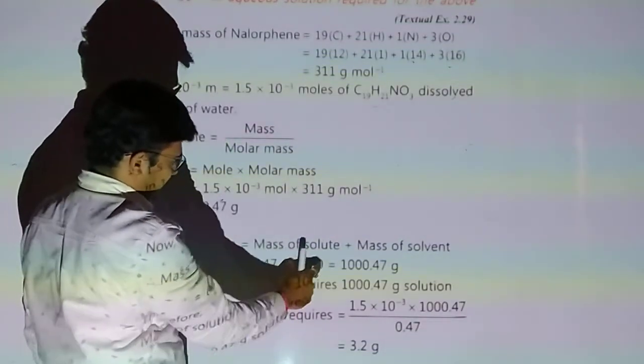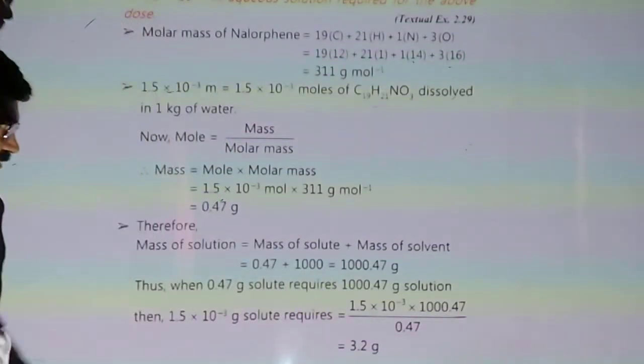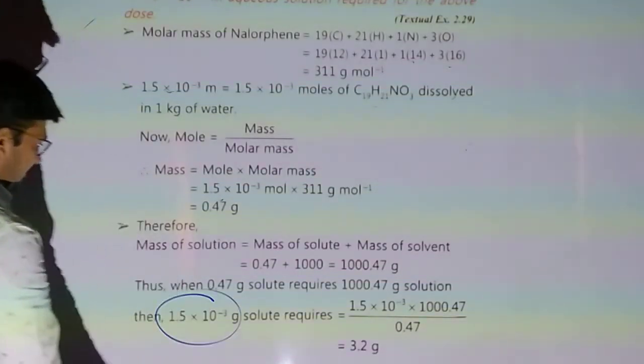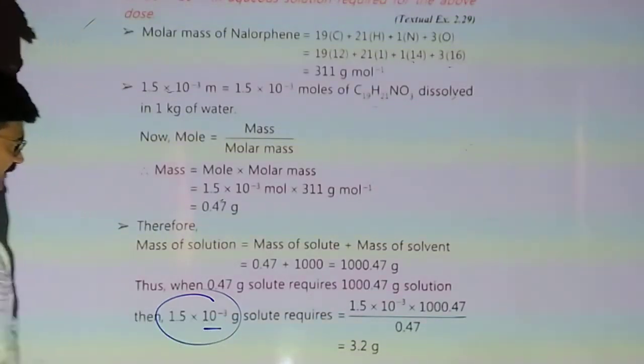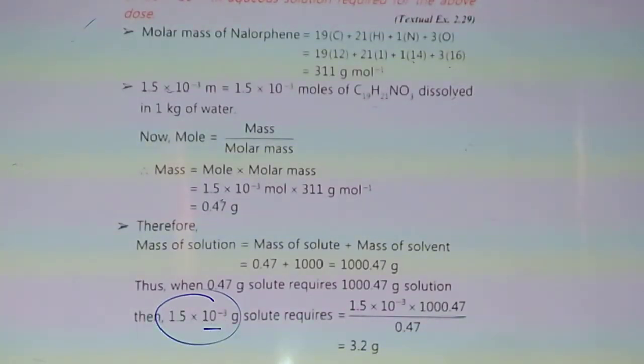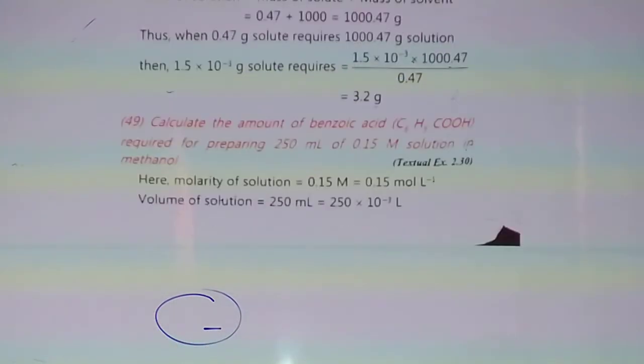So total mass of solution 1000.47. So for 1.5 milligram how much? Milligram is converted into gram, so 10 raised to minus 3. So a pill of 3.2 gram has to be made.